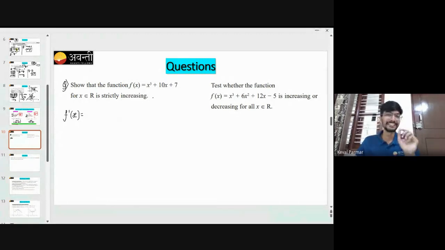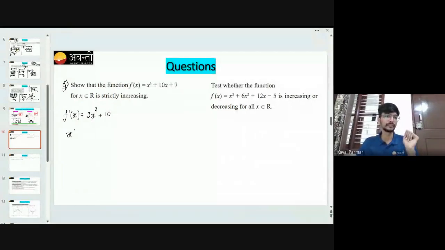So what will be f dash of x? Derivative of x cube, which is 3x square, plus derivative of 10x is 10. So you can see 3x square plus 10.